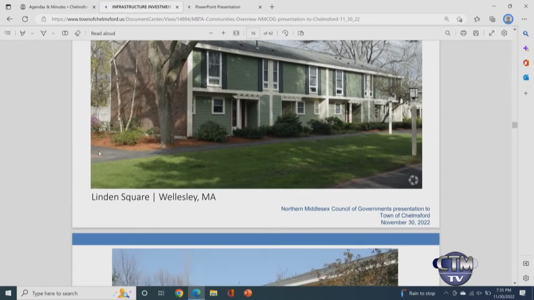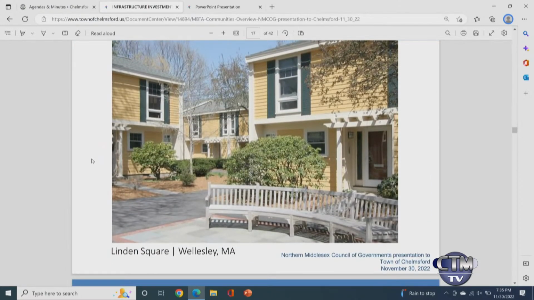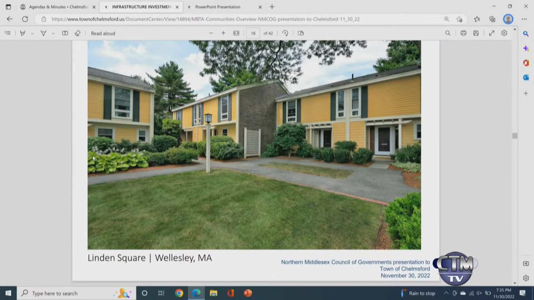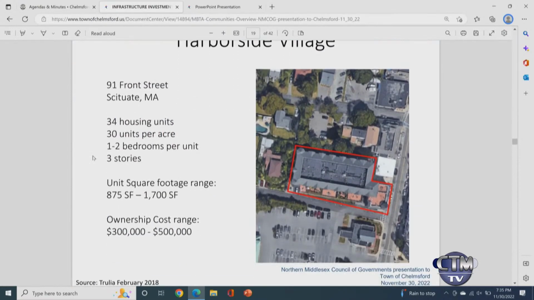On the ground, as you can see, it's basically a 2-story building with courtyards and public amenities, sort of a public realm feeling, and gathering spaces, walkways, lighting, infrastructure, landscaping. In Scituate, on Front Street, downtown, there's a place called Harborside Village, and it is 34 housing units at 30 units per acre. It is a combination of 1 and 2 bedroom units, and it's 3 stories tall. The range of square footage is 875 square feet to 1,700. It is also for sale, and again, at that price point, the 300 to 500,000.